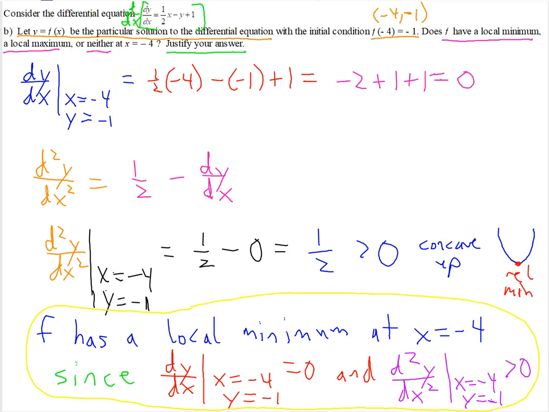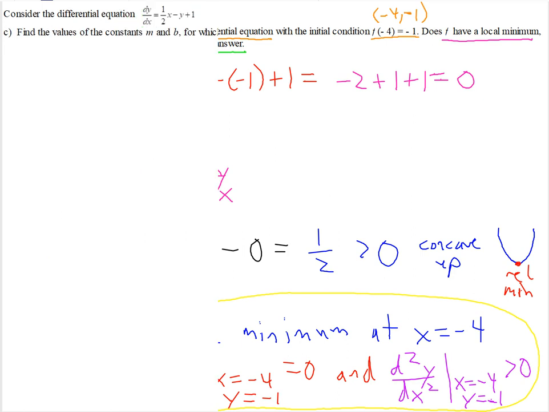All right, let's take a look at part C. This one is a little bit different, and this is the thing that's a little new here. It says consider the differential equation here. Find the values of the constants m and b for which y equals mx plus b is a solution. To be a solution to this differential equation means this is the derivative. So let's go ahead and start this off by actually finding the derivative of this.